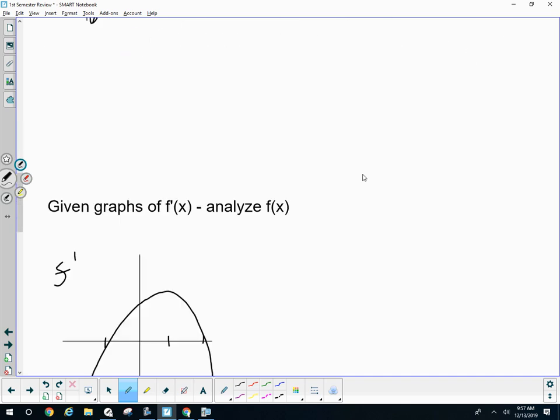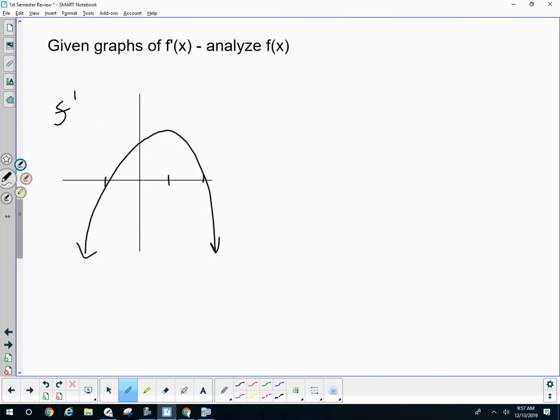Another different type of function analysis question. A lot of times you will be given graphs of f prime. And we'll ask to analyze f, like what is going on in the graph of f if this is f prime?